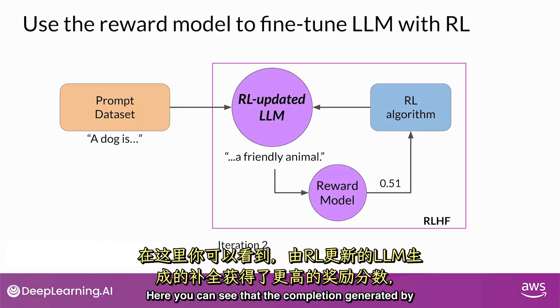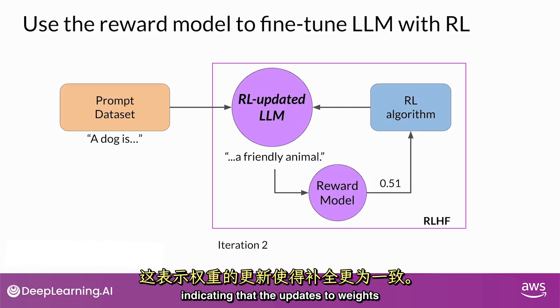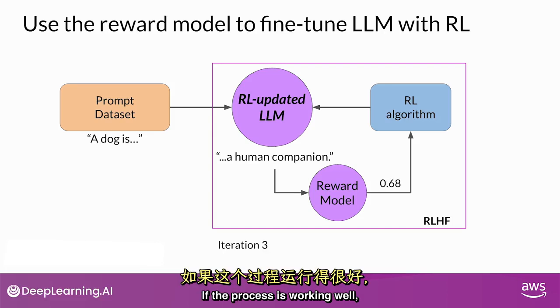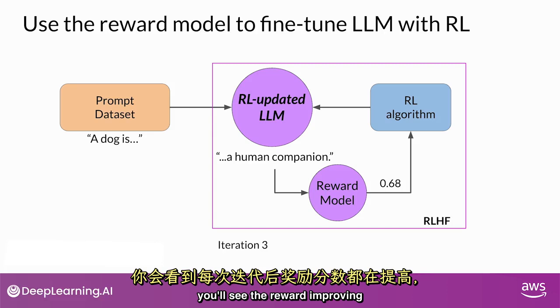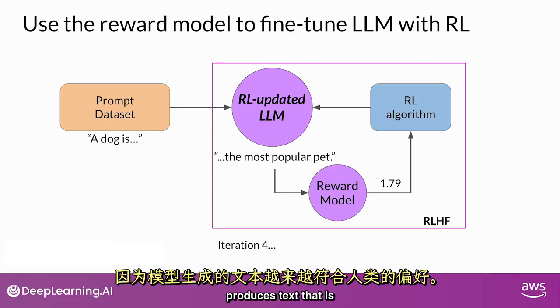Here you can see that the completion generated by the RL updated LLM receives a higher reward score, indicating that the updates to weights have resulted in a more aligned completion. If the process is working well, you'll see the reward improving after each iteration as the model produces text that is increasingly aligned with human preferences.